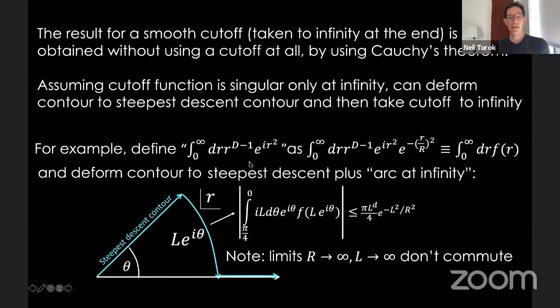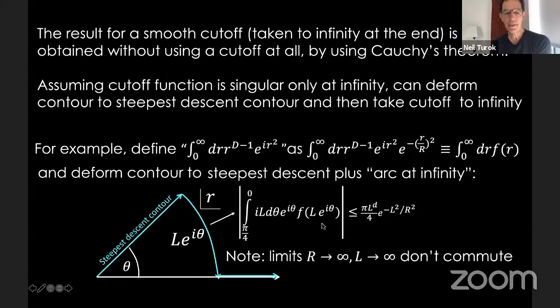So for example, take that horrible integral I showed you, this one, insert your smooth cutoff, and deform the contour to the steepest descent contour, the blue curve here. It's going out at pi over 4 again, and plus some arc at infinity. Now something very nice happens.